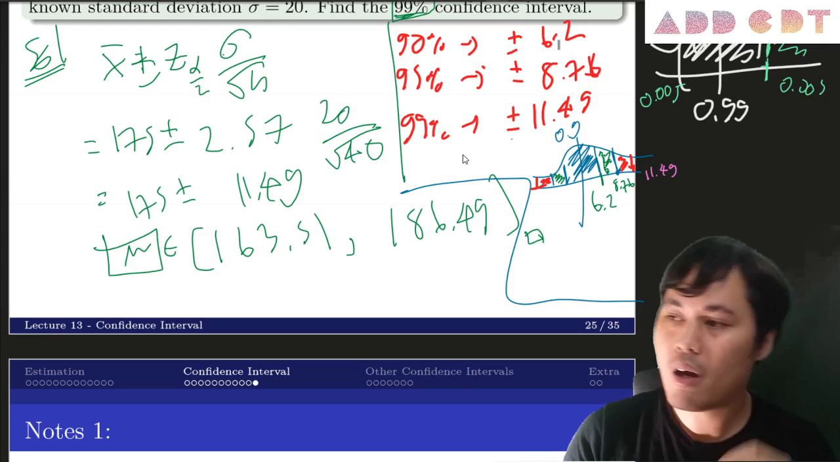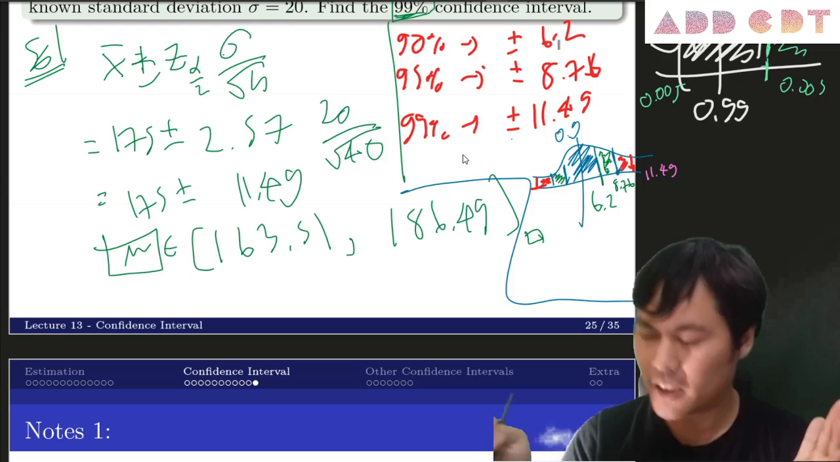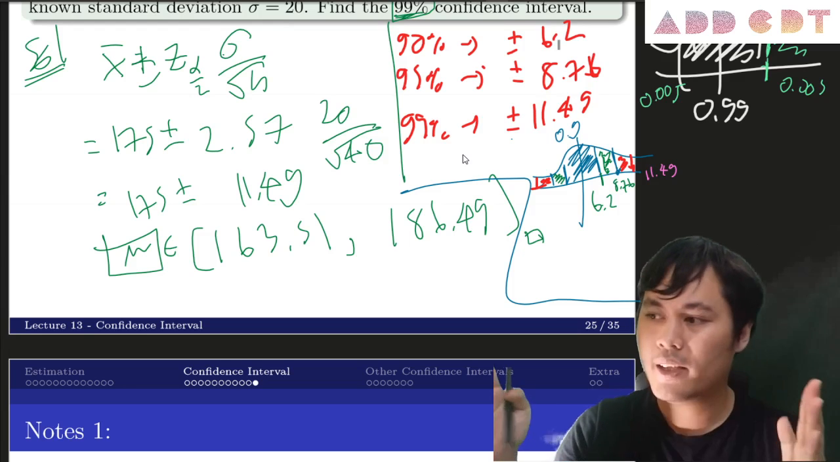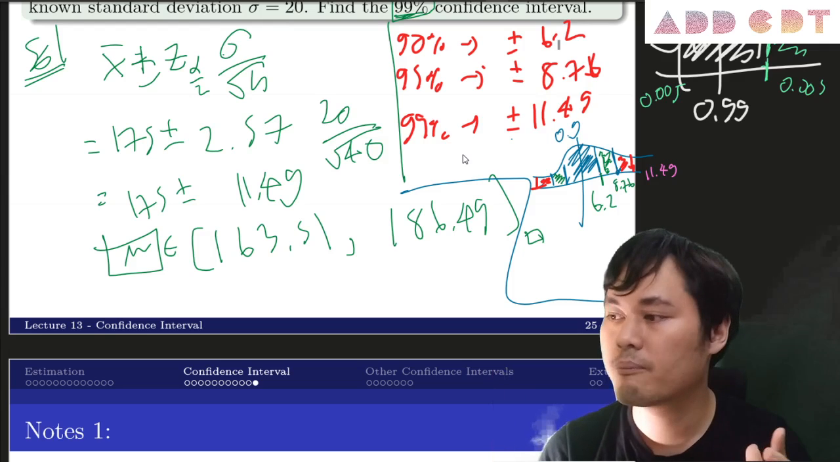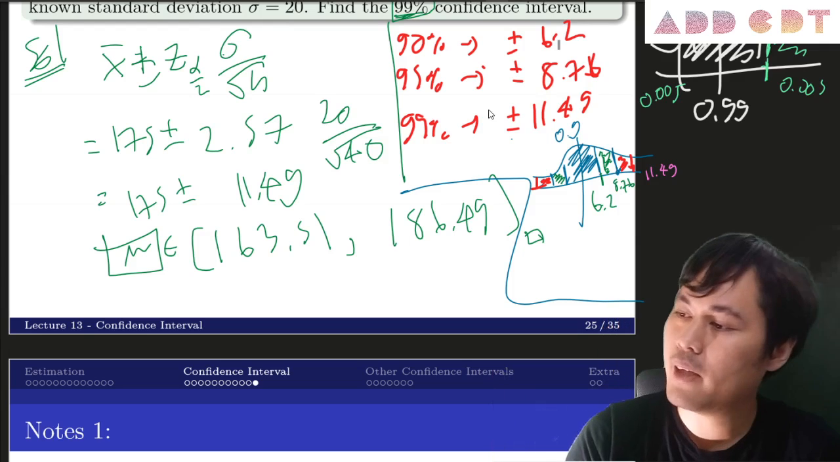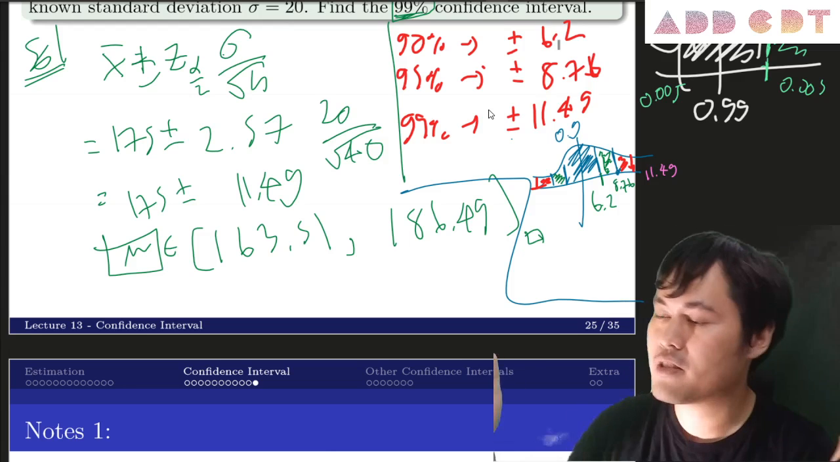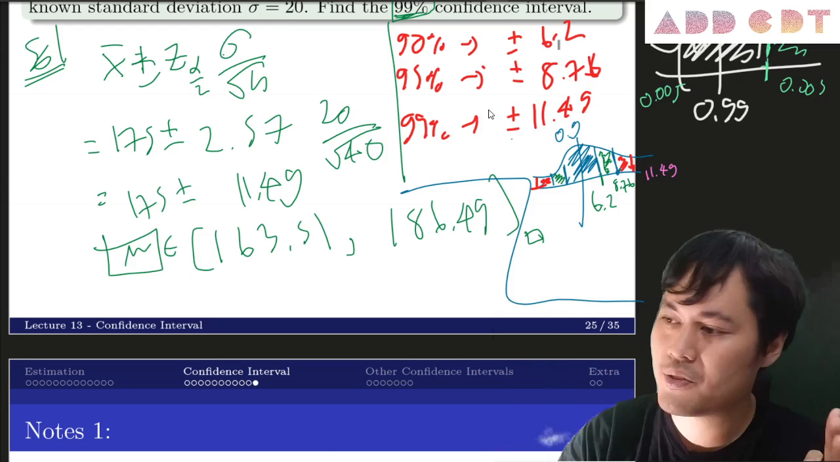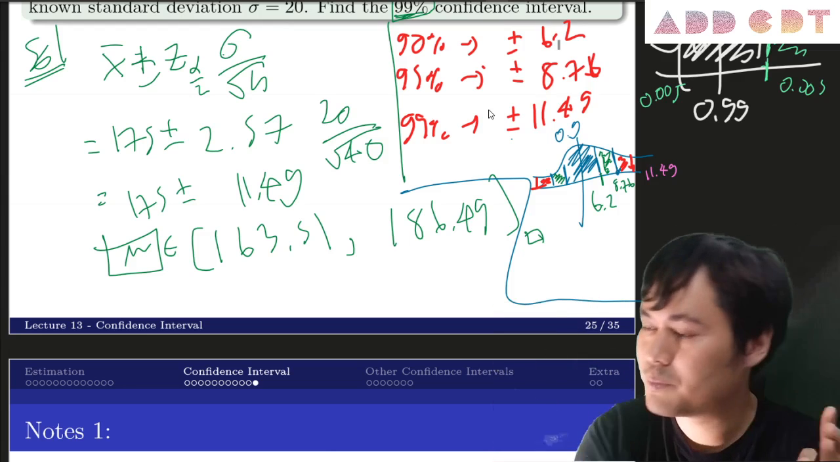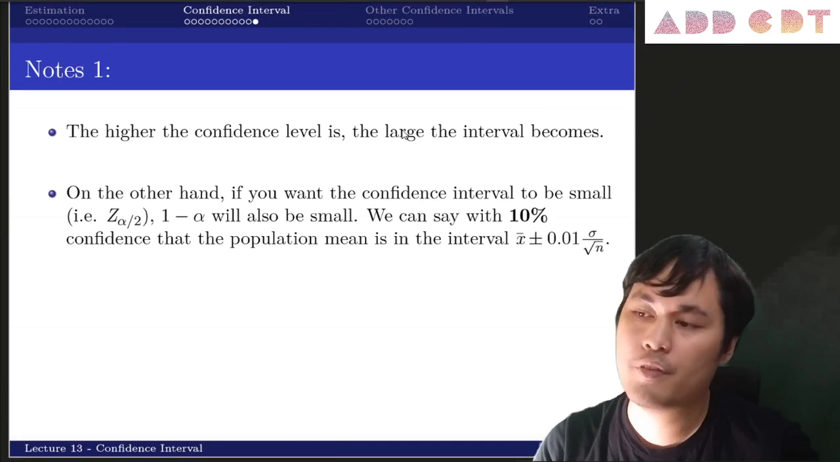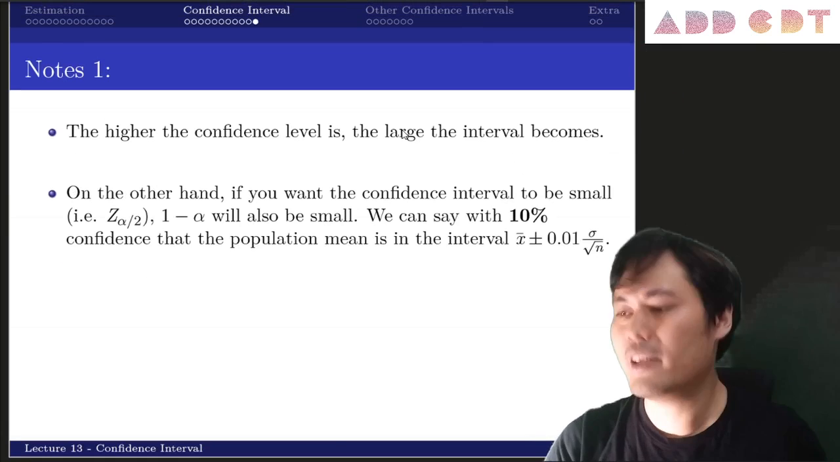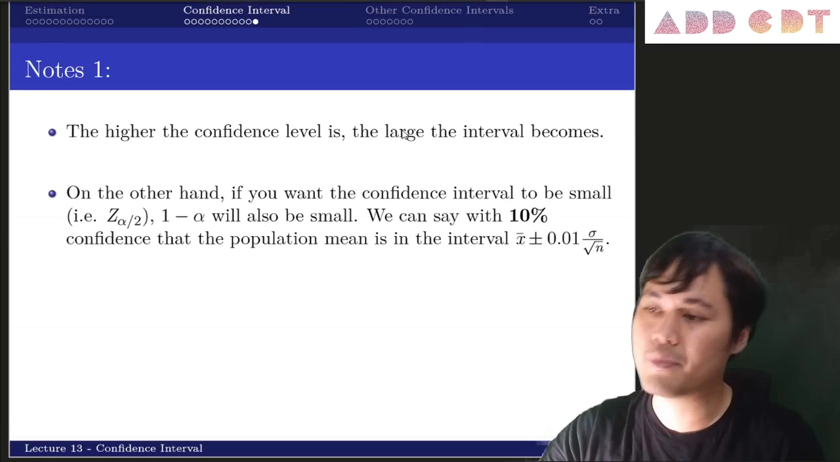So the more confident we are, the larger the interval is. And since the interval is larger, then we are less sure about the exact value. The higher the confidence level is, or the number is, then the larger the interval becomes.